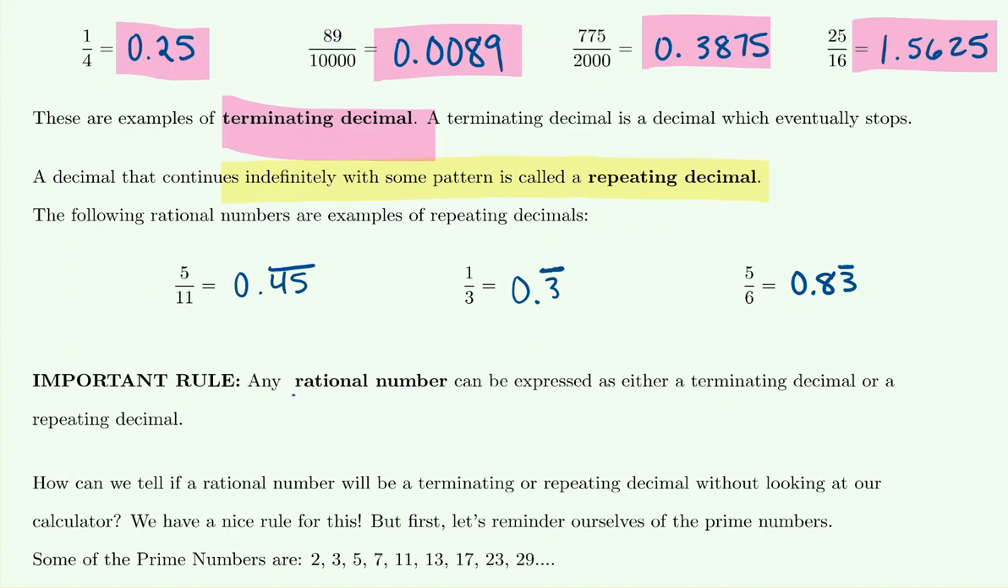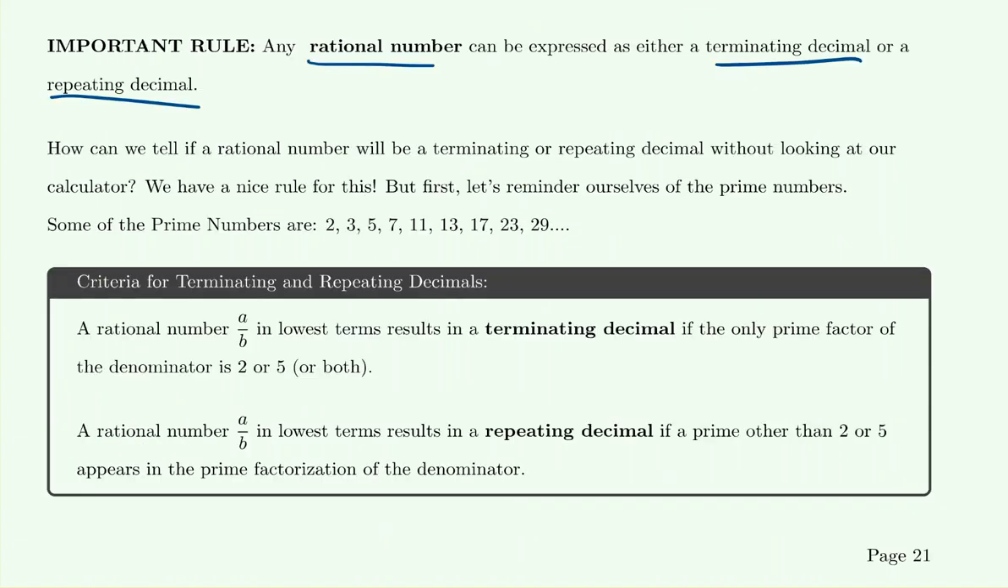Now, any rational number is either going to be a terminating or a repeating decimal. Since we know that every rational number must fit one of these two categories, it would be helpful for us if we had a rule to know when a fraction is going to be repeating and when it is going to be terminating. Because we can't just trust our screen, because we don't know if the decimal ends or if the calculator just runs out of space to show us what's going on.